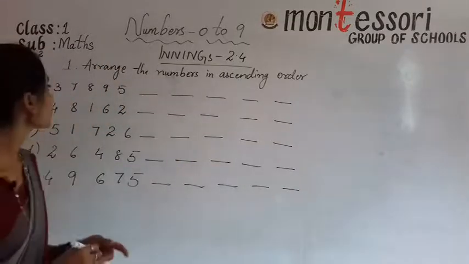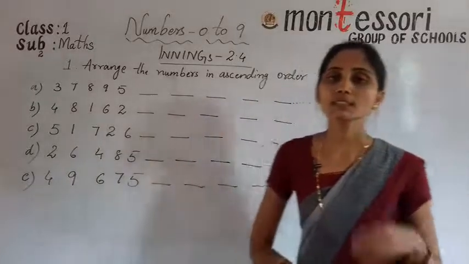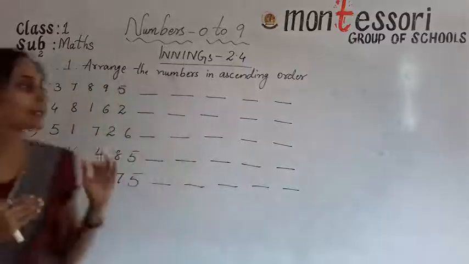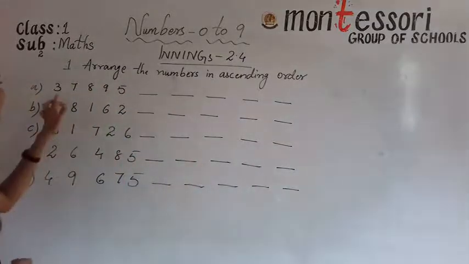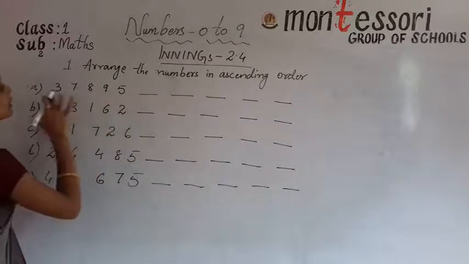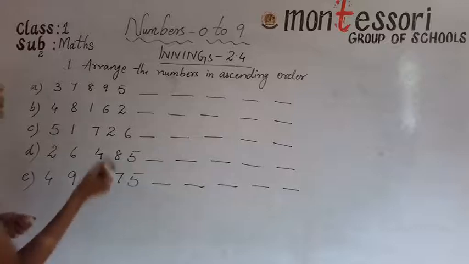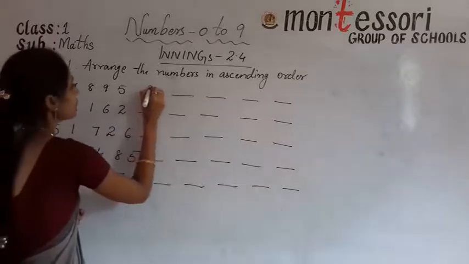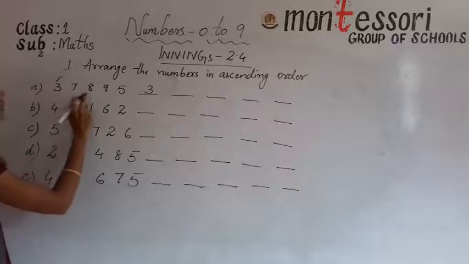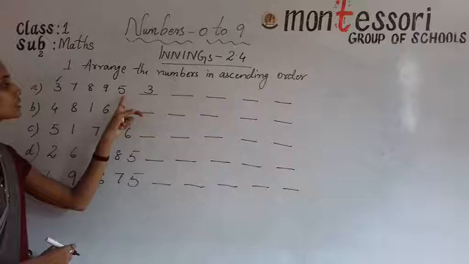So, ascending order. In ascending order, we have to arrange the numbers from small to big. 3, 7, 8, 9, 5. Which is the smallest number among these 5 numbers? 3. You have to write the number 3. Next. Now 7, 8, 9, 5. Among these 4 numbers, which is the smallest number?